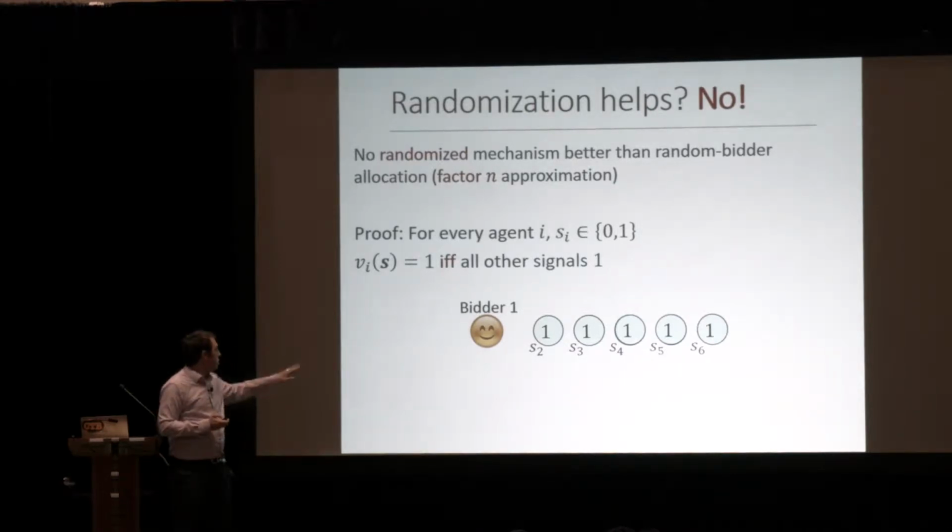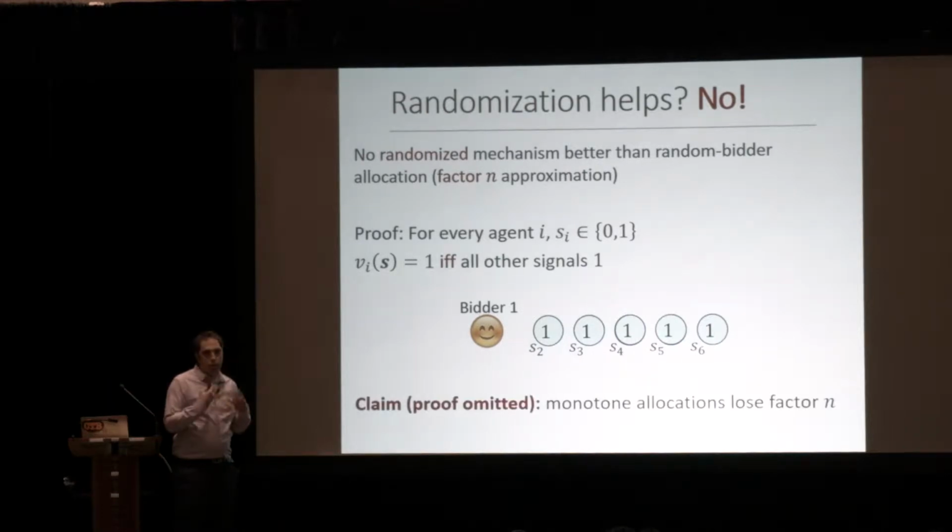And we can show for this valuation that, as we said already, if we want a truthful mechanism, we have to have a monotone allocation. And we can show for this instance that any monotone allocation loses a factor of n in the approximation ratio compared to the optimal allocation. So basically, we can't do anything, deterministically or randomly.